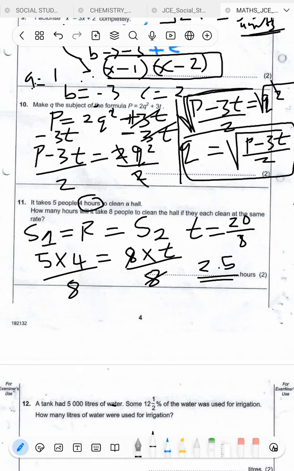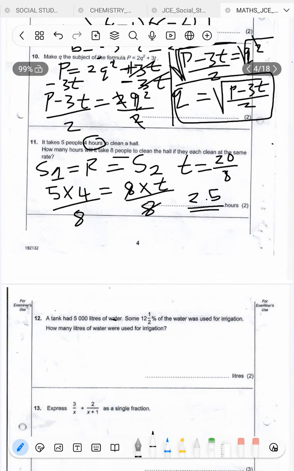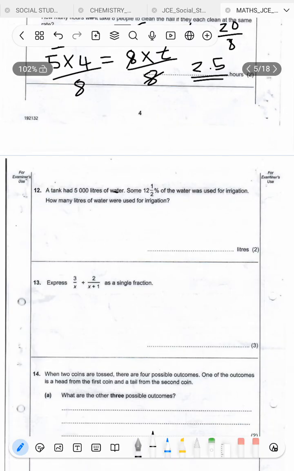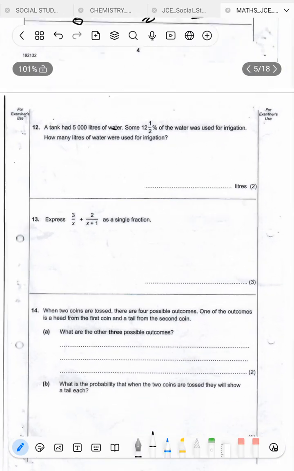The other thing that should highlight whatever is happening here is that when you have 5 people, you had 4 hours. Now you've increased the number of people to 8. What do we expect? We expect the working hours to go down, because you have more people, so you will cover more ground in a short period of time compared to when you have fewer people. All right, let's continue.